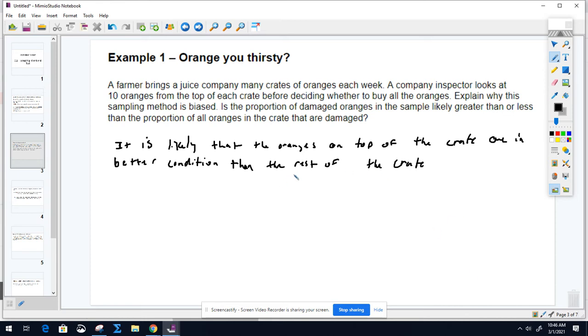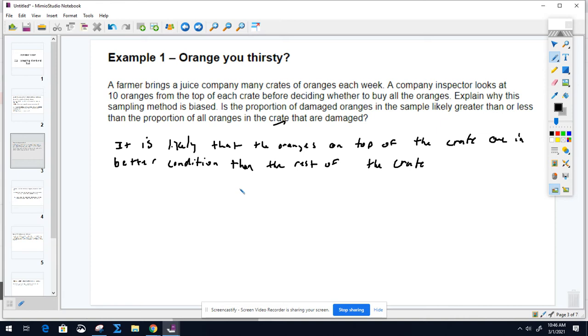Then it asks you to explain why this sampling method is biased. Is the proportion of damaged oranges in this sampling likely greater than or less than the proportion of all oranges in the crate that are damaged? And again, clearly, the proportion is probably less than the sample that would be taken from the bottom. So if you're taking from the top, it's probably less than. Again, the oranges on the bottom may be damaged due to the weight of the oranges.